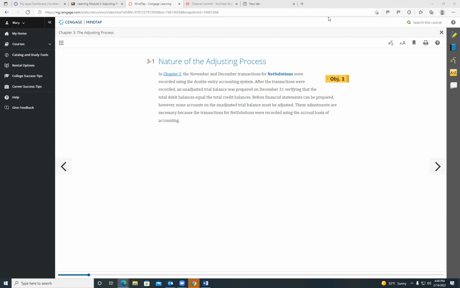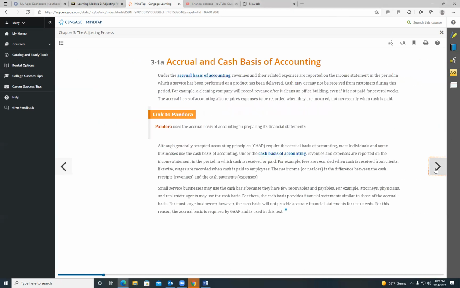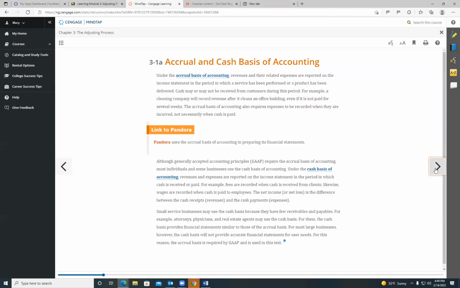So in that unadjusted trial balance, what we do is we verify the total debit balance equals the total credit balances. And we do this before the financial statements can be prepared. However, some accounts on the unadjusted trial balance must be adjusted. And these adjustments are necessary because the transactions for the company were recorded using the accrual basis accounting. So let's get started. So what is accrual-based accounting?